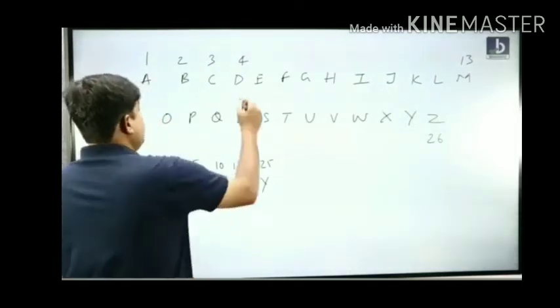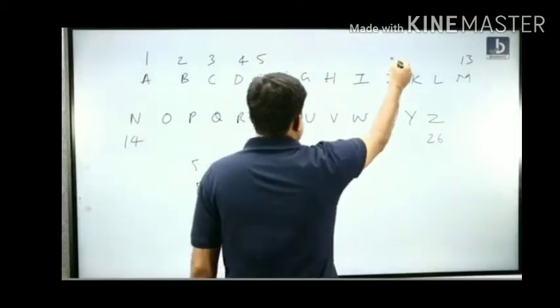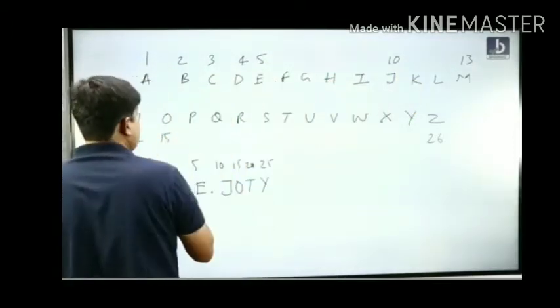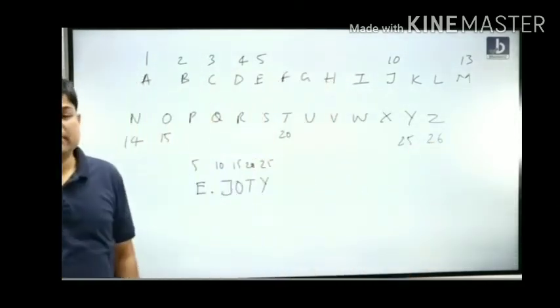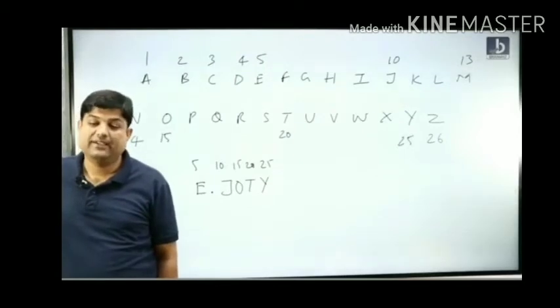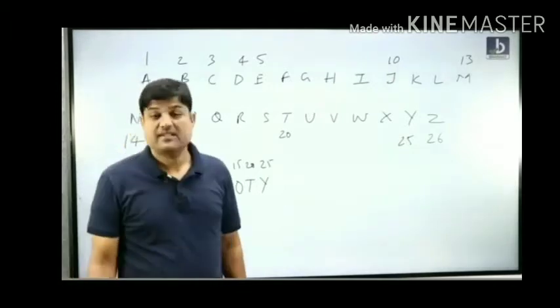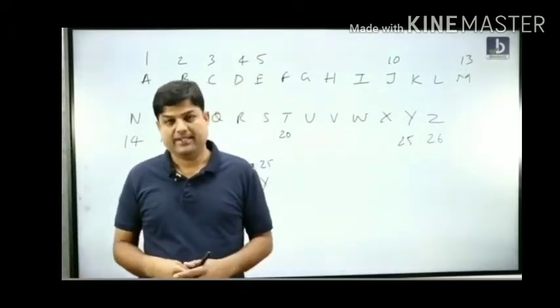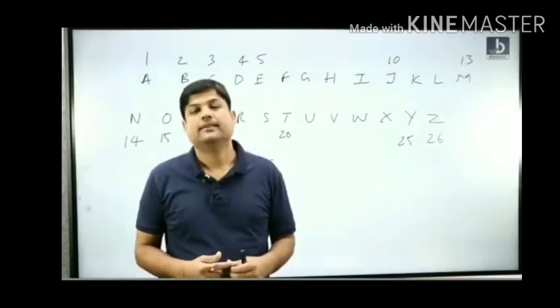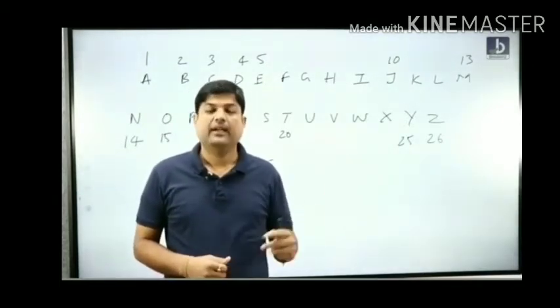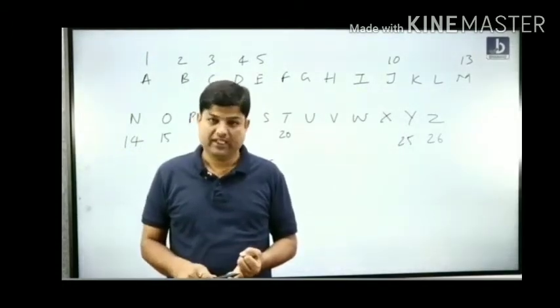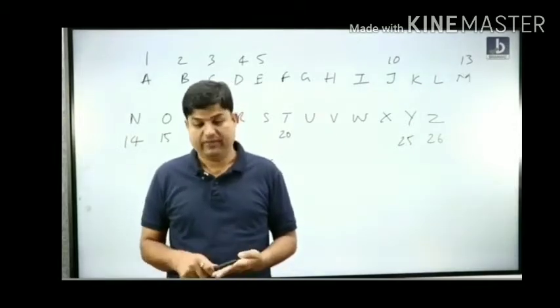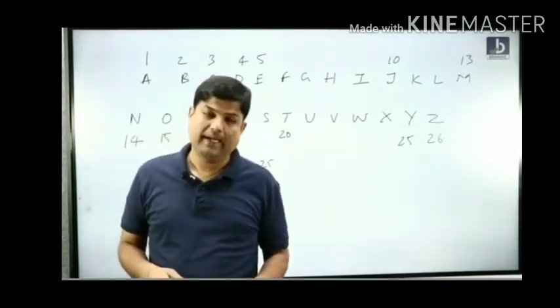So E 5, J 10, O 15, T 20, Y 25. These are all the multiples of 5. We should never ever forget these things. Are you understanding everybody? Let's try to shout once again. A is 1, Z 26, M 13, November 14, then E Jyoti: E 5, J 10, O 15, T 20, Y 25.